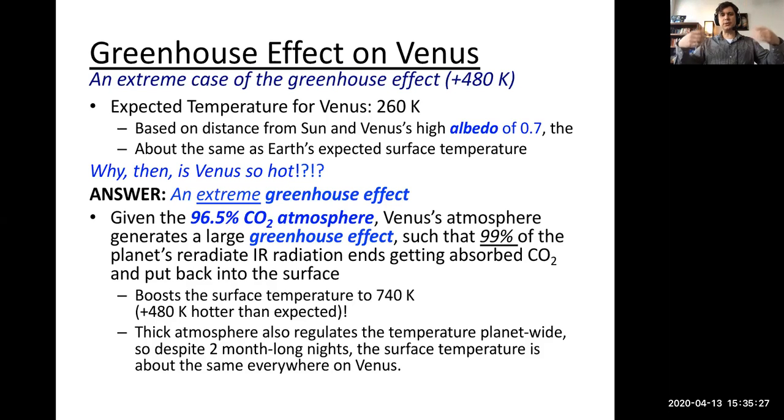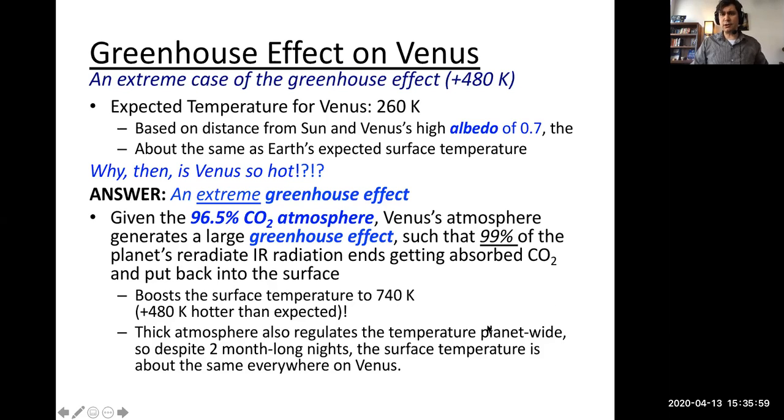And with such a thick atmosphere, what's going up is probably going to run into some more CO2. So the net effect is 99% of all the infrared radiation the planet is trying to send to outer space goes back into the surface. Only 1% gets back out. That is an extreme greenhouse effect of plus 480 Kelvin, raising the surface temperature past balmy to a straight up inferno of 740 Kelvin. Hot enough to melt lead.